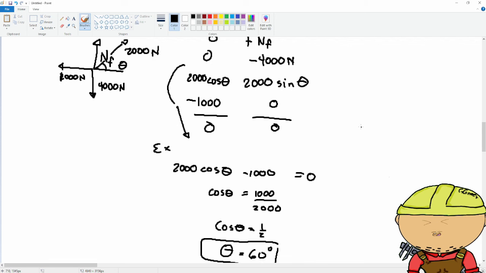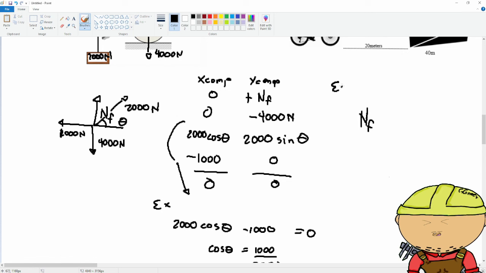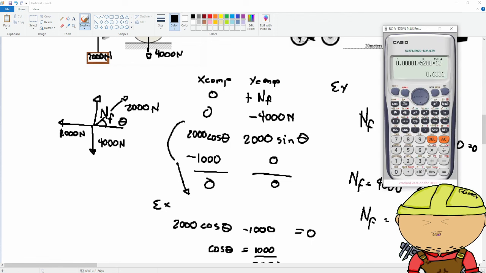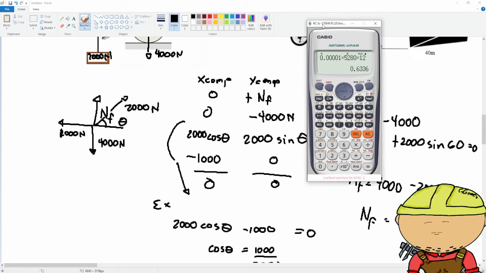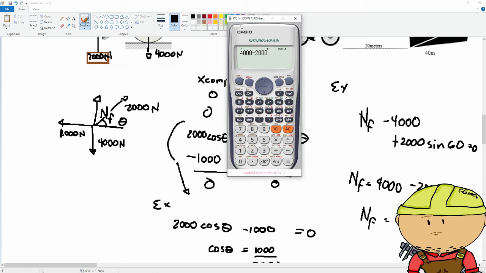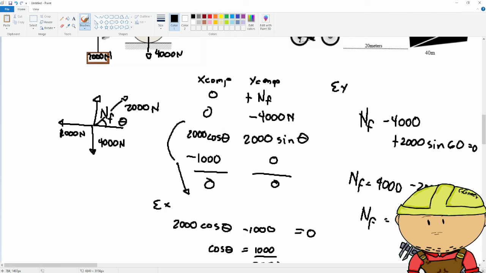If that is 60 degrees, then NF on the Y component minus 4,000 plus 2,000 sine 60 is equal to 0. We already got 60. NF is equal to 4,000 minus 2,000 sine 60. It will be probably something long, I don't know. I'm not a mathematical wizard. Let me use my keyboard. 2267.94 Newton. Alright, this is the final answer: theta and normal force.